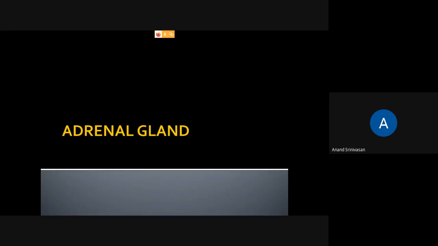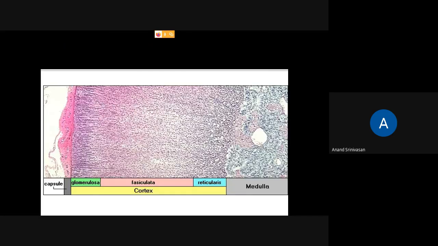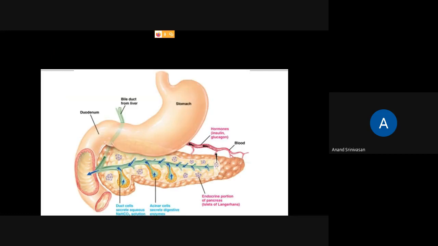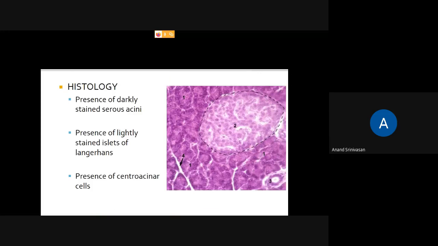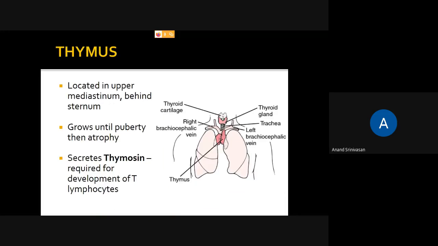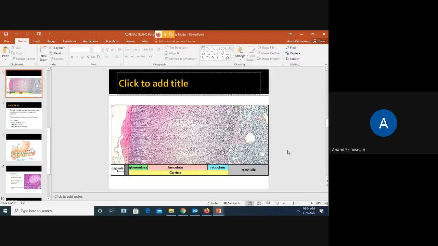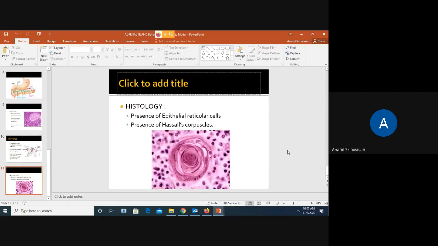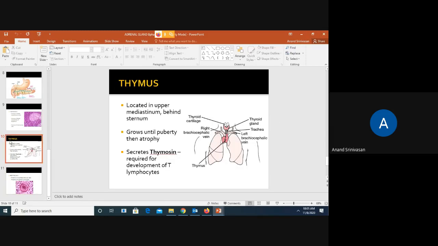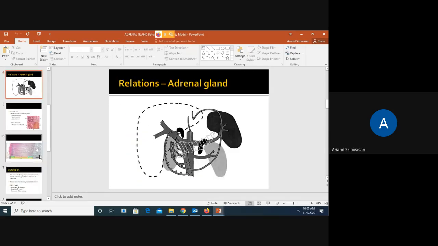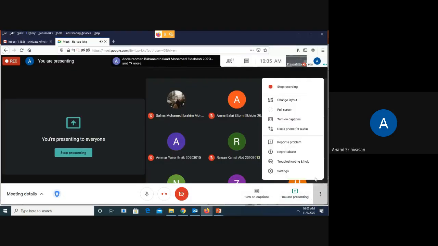We'll see about the adrenal gland, then the pancreas. I think we have already discussed the pancreas in the GIT, and the thymus, which is present in the neck. That also we will discuss. I think we will discuss this tomorrow. This is just very small. So tomorrow we will discuss the adrenal, the pancreas, and the thymus glands. All right. Any doubts?